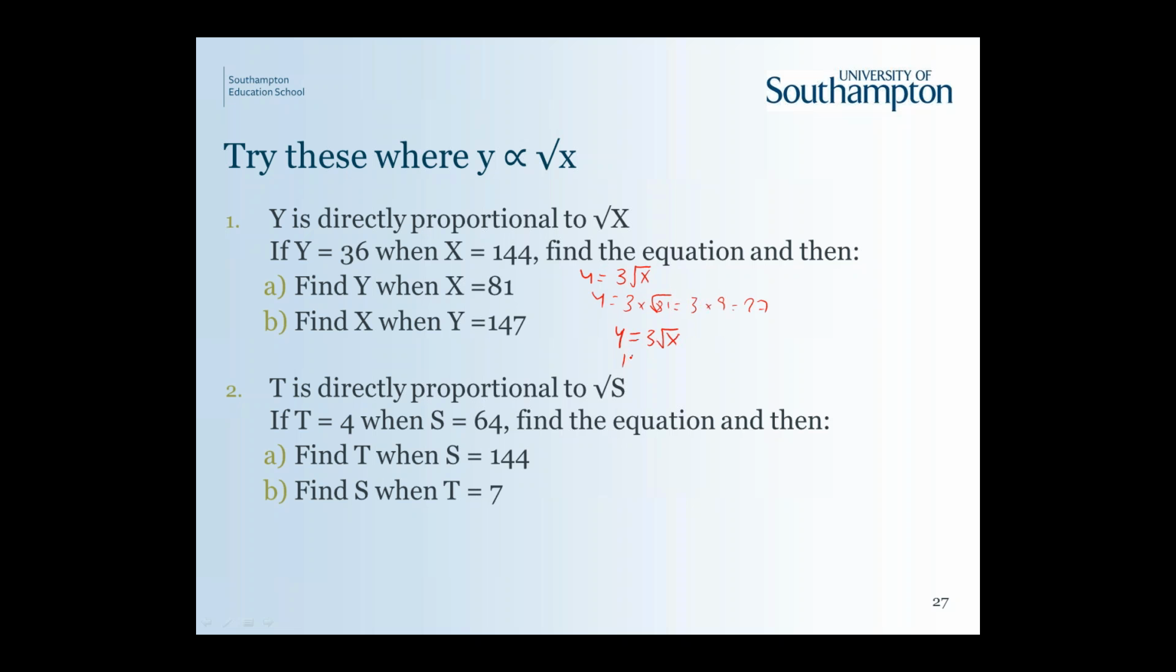When y is 147, and actually every time get them to write out the original equation, make sure they don't forget that. That will avoid a lot of issues going forward. So 147 divided by 3 is 49, is root x. So what is x? I got 2,401, which is the square of 49.